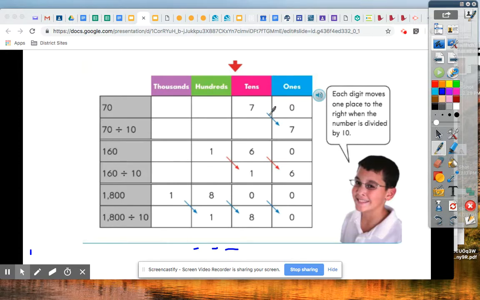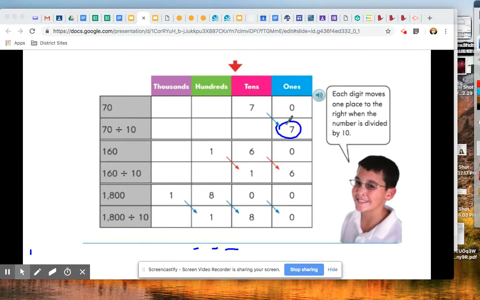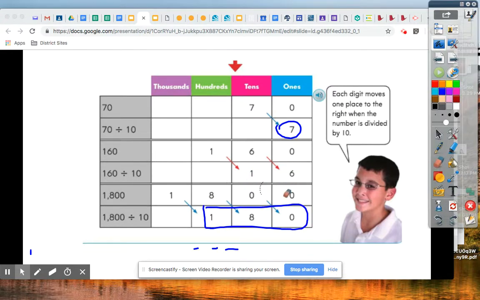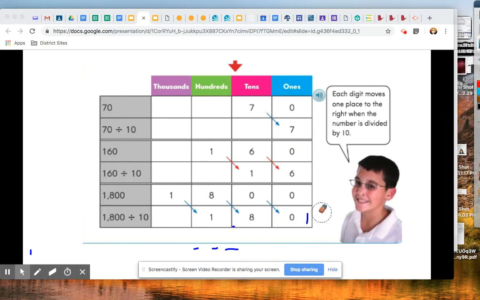So look, 70 divided by 10 is just plain old 7 ones. 160 divided by 10 is 16. And 1,800 divided by 10 is 180. See how they all shift to the right? All the digits shift to the right. Let's keep going.